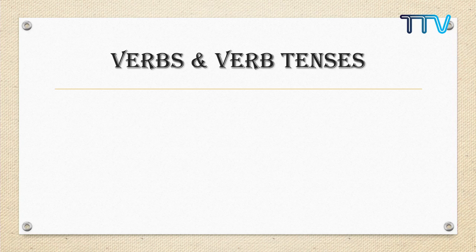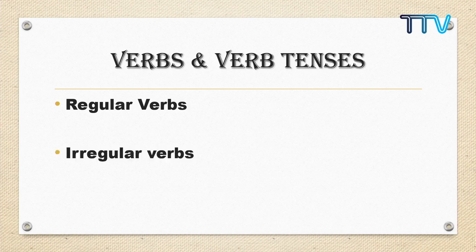So verbs and verb tenses. I discussed with you regular verbs and irregular verbs, right? How we can identify regular verbs and irregular verbs. So regular verbs we all know. Usually we have the past tense ending as ed, right? We add that, and irregular verbs have a different form.